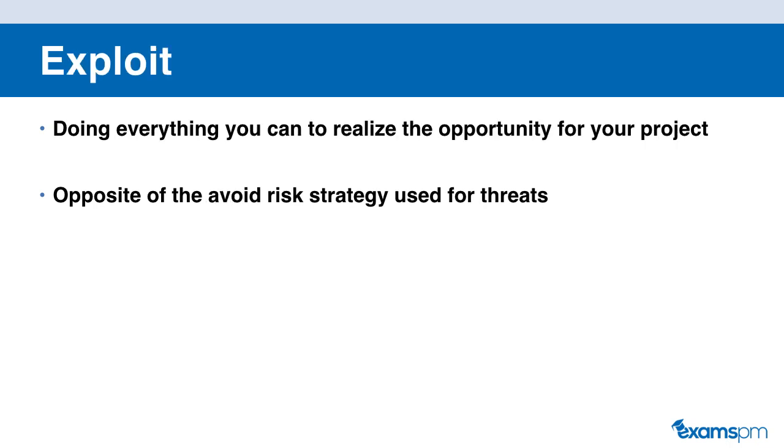The second type of risk response strategy for opportunities is to exploit. In the exploit risk response strategy, you make sure that the opportunity or the positive risk is realized. This response strategy is the opposite of the avoid risk management strategy, where you ensure that the risk does not occur at all. In other words, when you're exploiting the opportunity, you're doing everything you can in order to make sure that this opportunity can be realized for your project.